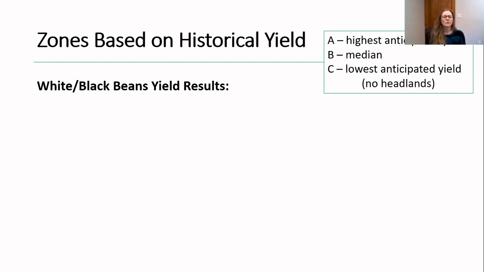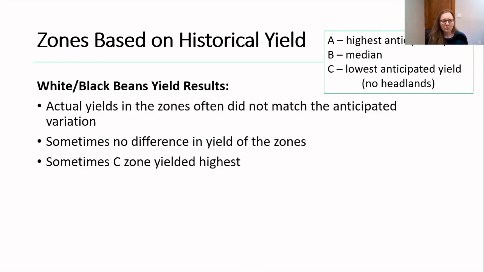Now, if we look at the zones and the yield results in each of these different yield zones in the field, again, A is where we anticipated our highest yields, and C is where we anticipated our lowest yields, although bearing in mind we didn't look at headlands. On the white bean yield results, the yield in the zones didn't really match what we anticipated. We didn't really accurately estimate which parts of the field would yield better.